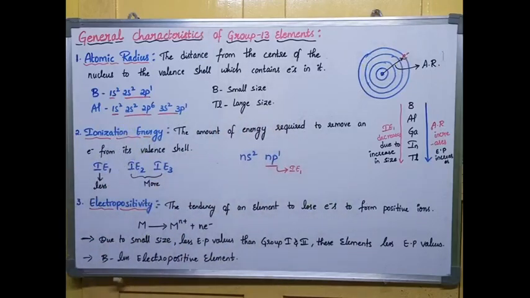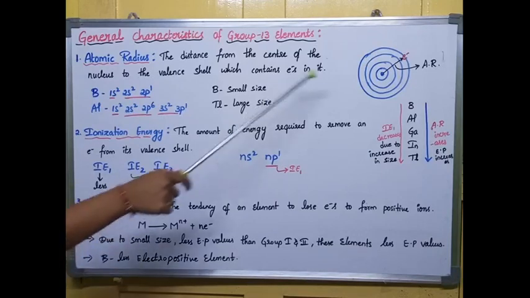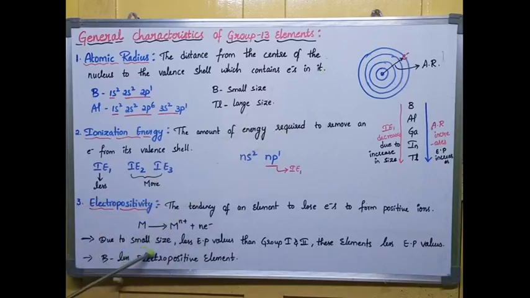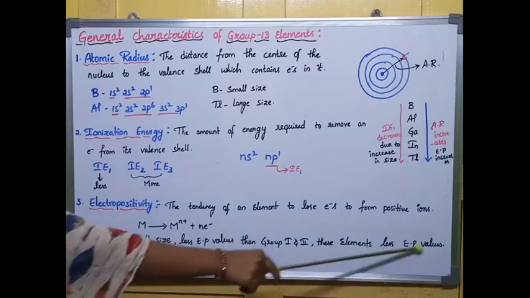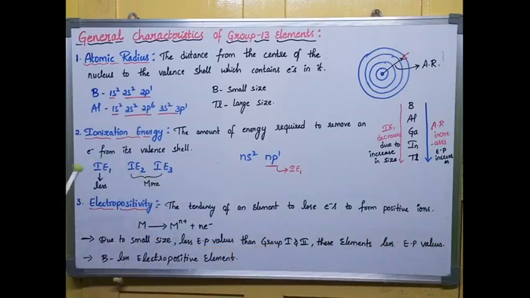This electropositive nature is particularly observed in group 1 and 2 elements, the hydrogen family and the beryllium and magnesium family, which have more electropositivity as they are electropositive metals. But group 13 elements have a small size compared to group 1 and 2, so they have less electropositive values and a less electropositive nature.